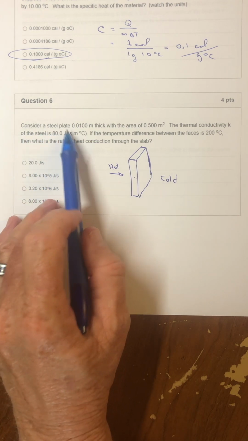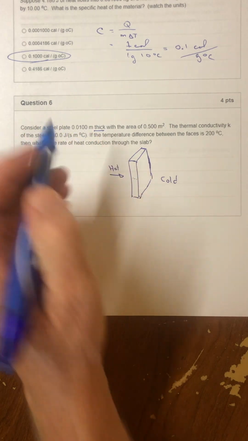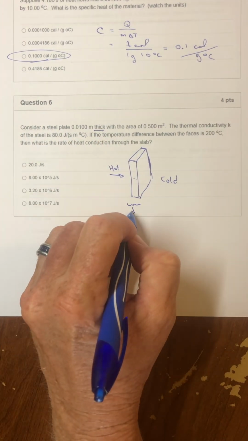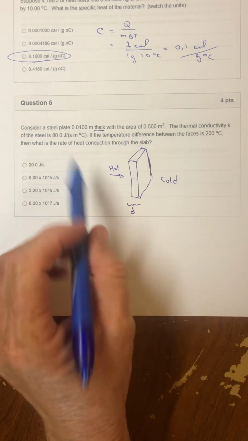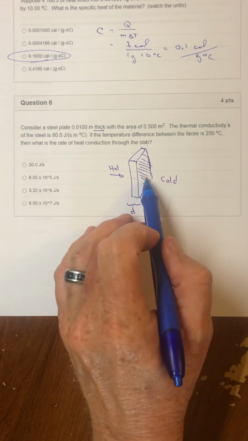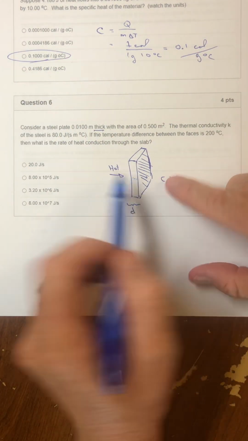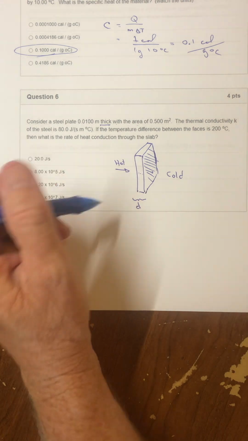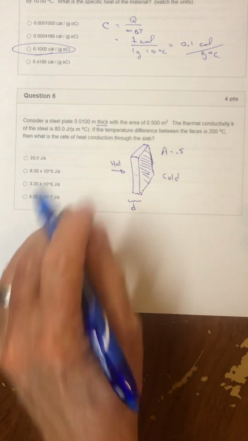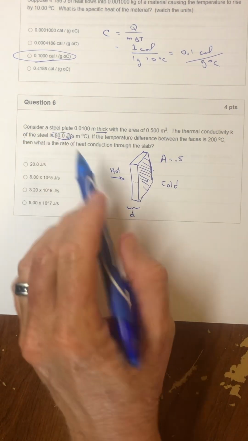Consider a plate 0.01 meters thick. This is the thickness, which in that chapter we've labeled as D, and it has an area. This is the area where the heat is exposed to the temperature difference. On this side I've kind of drawn it cold, but there'd be just as much on the other side, the hot side. That would be an area A of 0.5. The thermal conductivity of the steel is 80. Keep that one in mind.